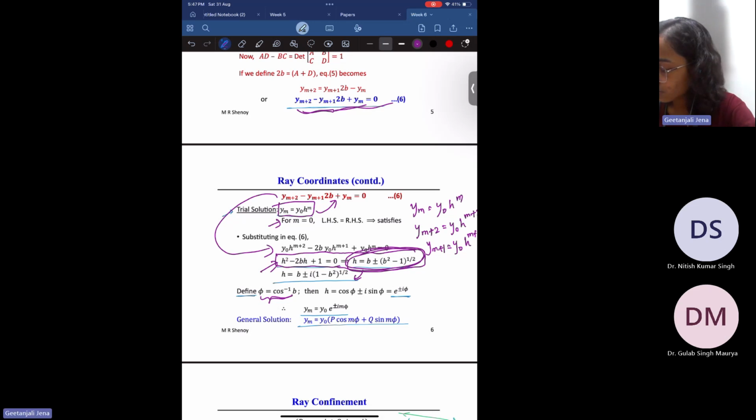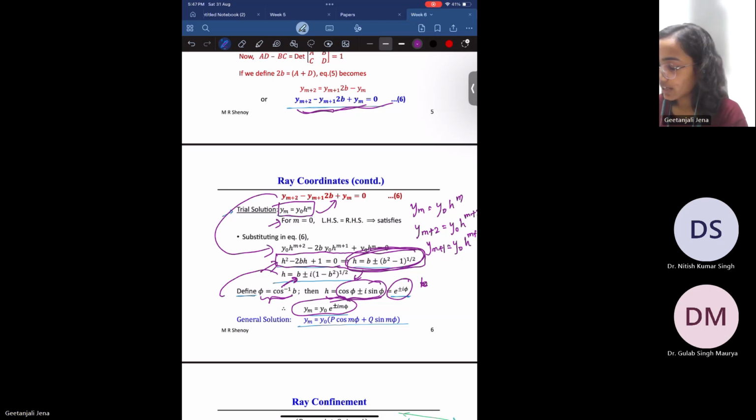Okay. So if you put this, I think these are all obvious from this relation. If not, you can ask me. I'm assuming these steps are known to you. So you have put the value of B here, which is cos phi plus or minus i sin phi. And this is nothing but e to the power plus or minus i phi. And that means the Ym is y0 e to the power plus or minus i m phi.